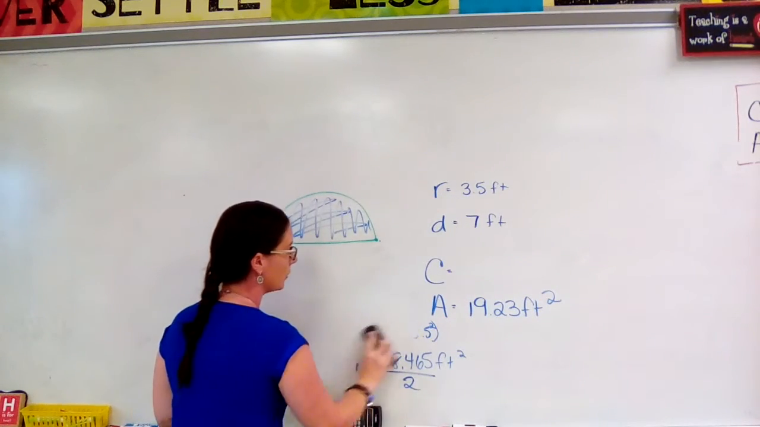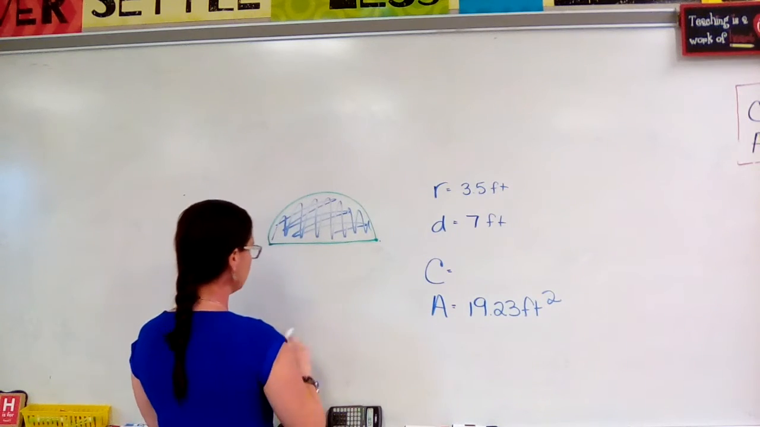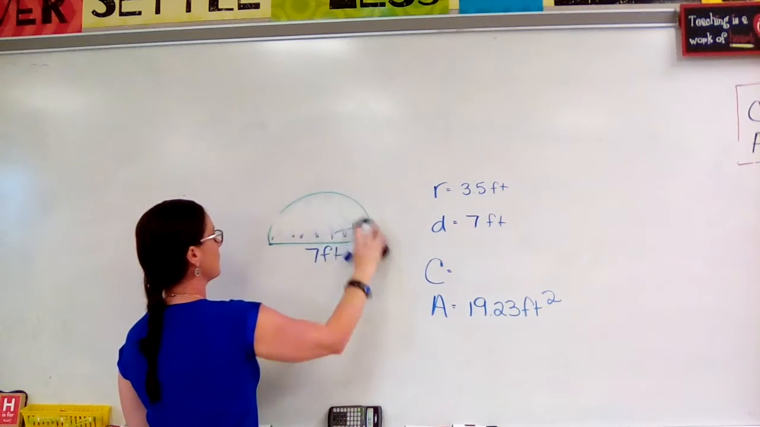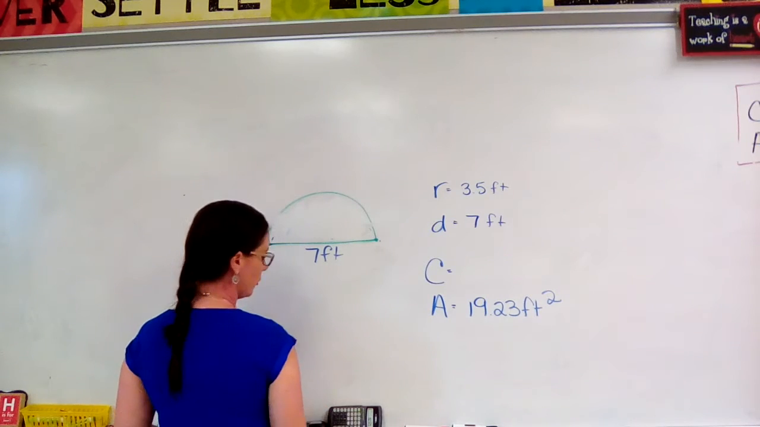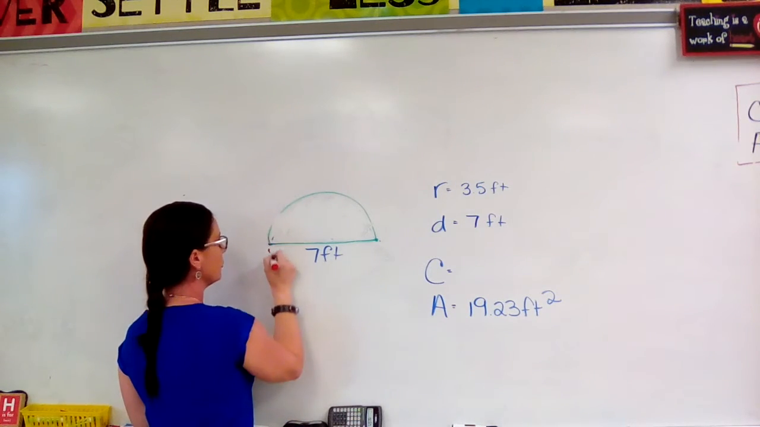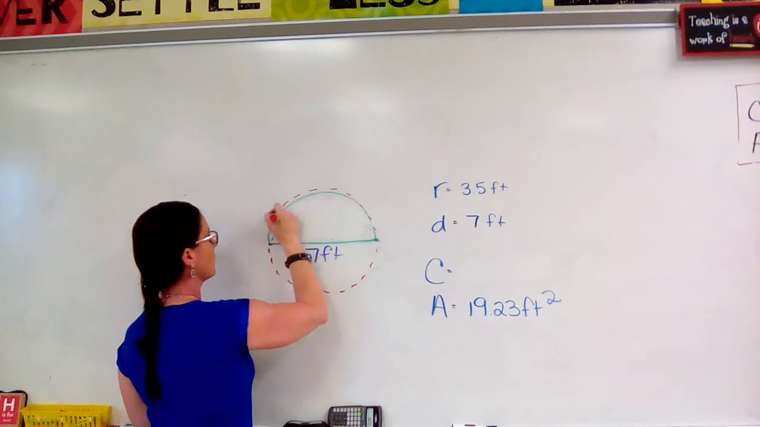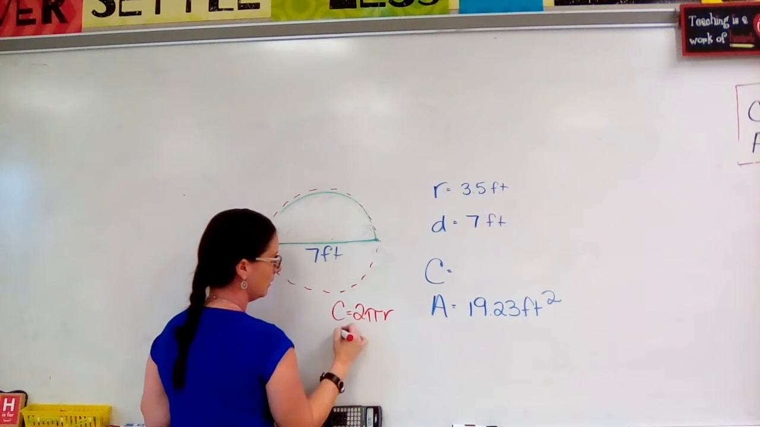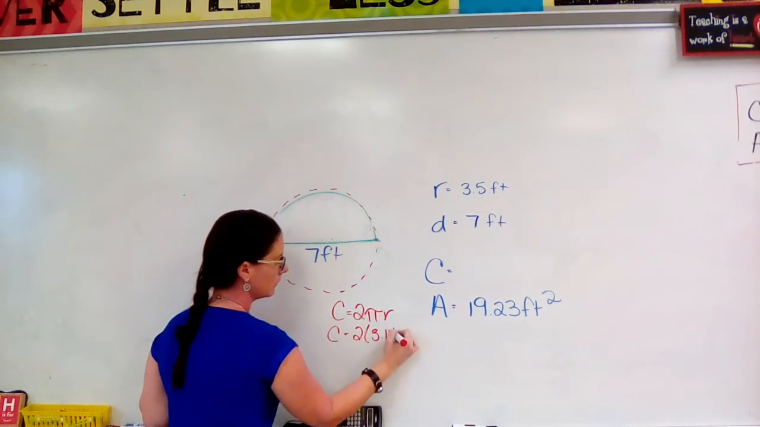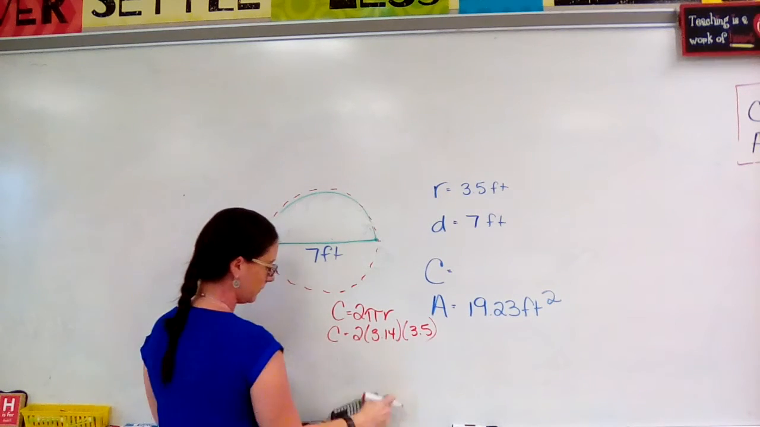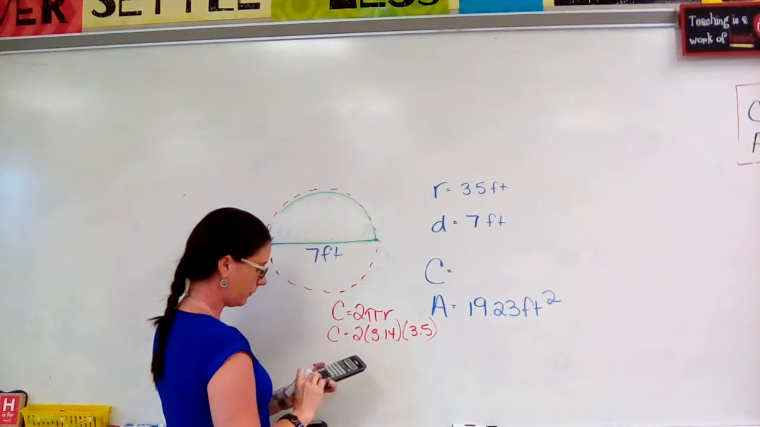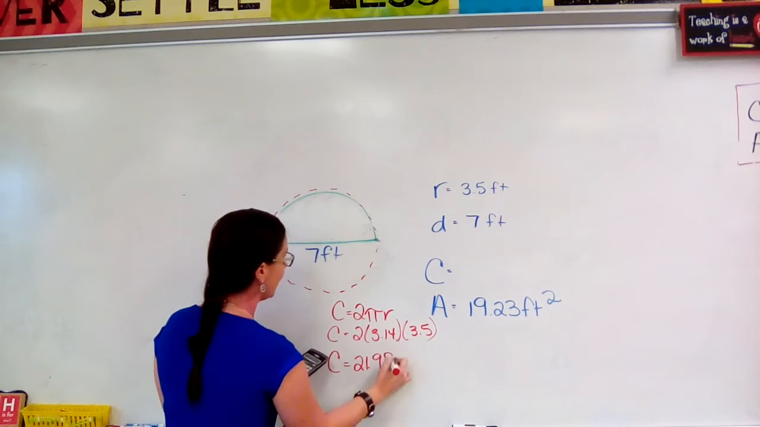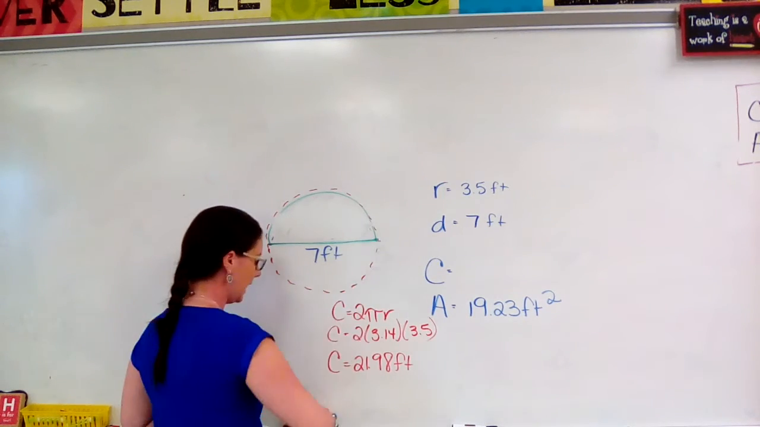Now if I want to find the perimeter or the circumference of my semicircle, again, my diameter is 7 feet. I'm going to start by finding the circumference of an entire circle with a diameter of 7. So C equals 2 pi r, filling in what I know. So 3.5 times 3.14 times 2. So circumference is 21.98 feet. That's the circumference of an entire circle.